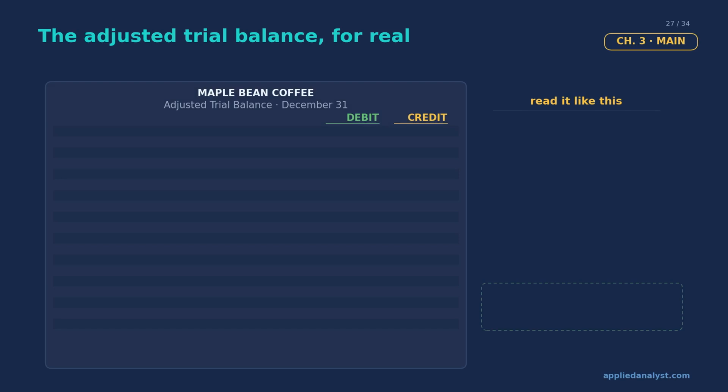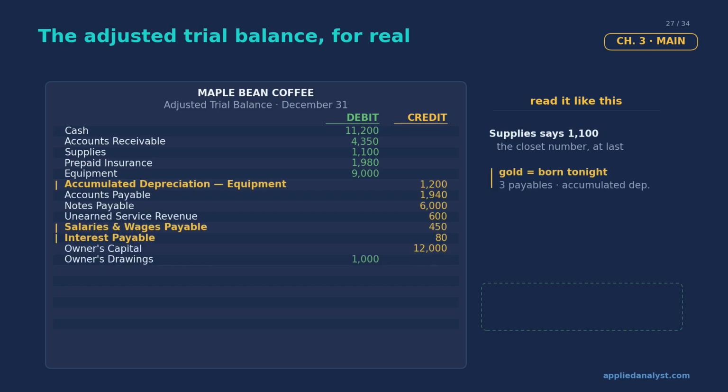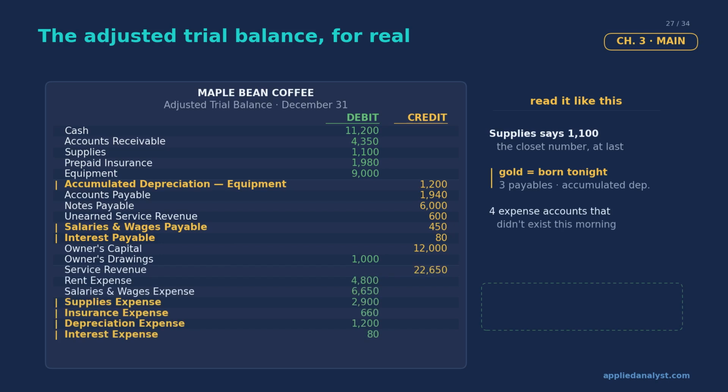And this time, let's put the real one on screen. Every account at period end. First, the assets: cash, receivables, supplies, prepaid insurance, equipment. Notice supplies now says 1,100, the closet number at last. Next, the liabilities and equity. And look, accumulated depreciation, salaries and wages payable, interest payable. The accounts born tonight, all in gold. Then revenues and expenses, including 4 expense accounts that didn't exist this morning.